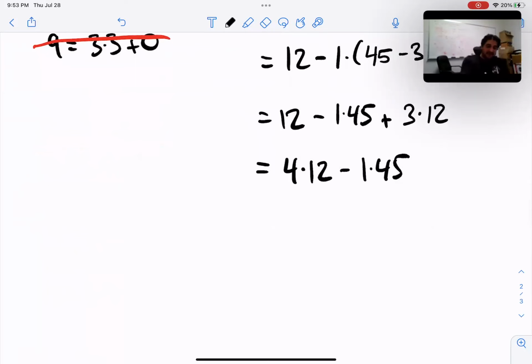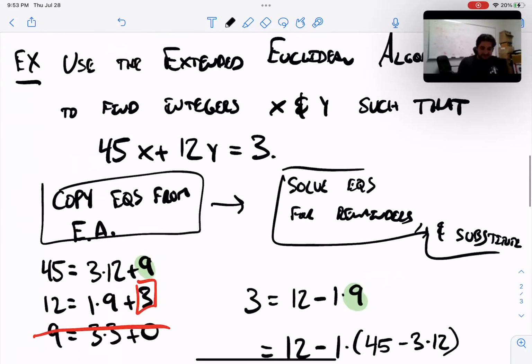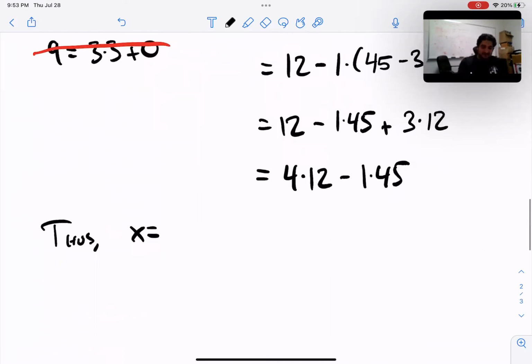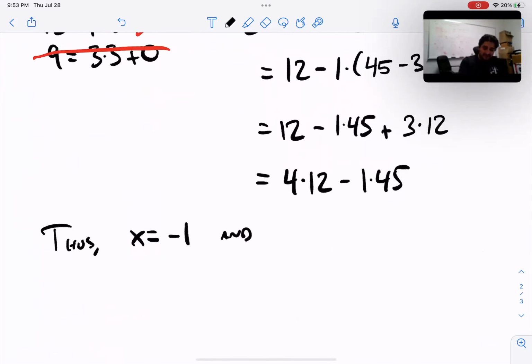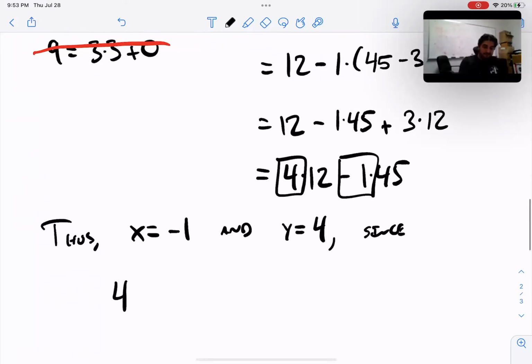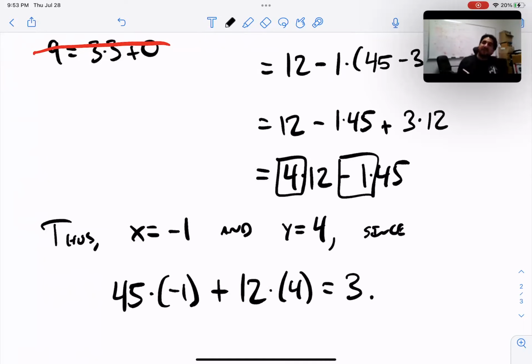So we just got that x is, what did I have as what? X was who goes with 45. There we go. And y is who goes with 12. So x is -1 and y is 4, right? There you have those numbers, the 4 and the -1, right? Because we just figured out that 45 times -1 plus 12 times 4 equals 3. Right? And if you check the arithmetic, sure, 45 times -1 is -45, 12 times 4 is positive 48. Therefore, if you add them up, you get 3.